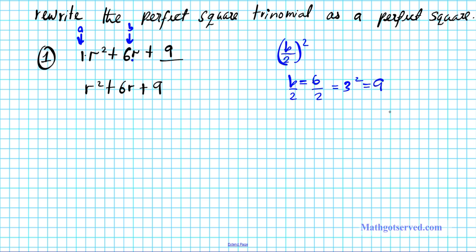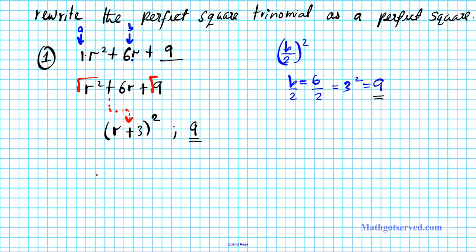All right, so 9 is a term that's to be added. Now to factor it or express this as a perfect square, we just take the square root of the first and the last term, bring down the middle sign, and our factored form will be r plus 3 quantity squared. Okay, that's a factored form, and 9 is a term that we add to make it a perfect square trinomial.